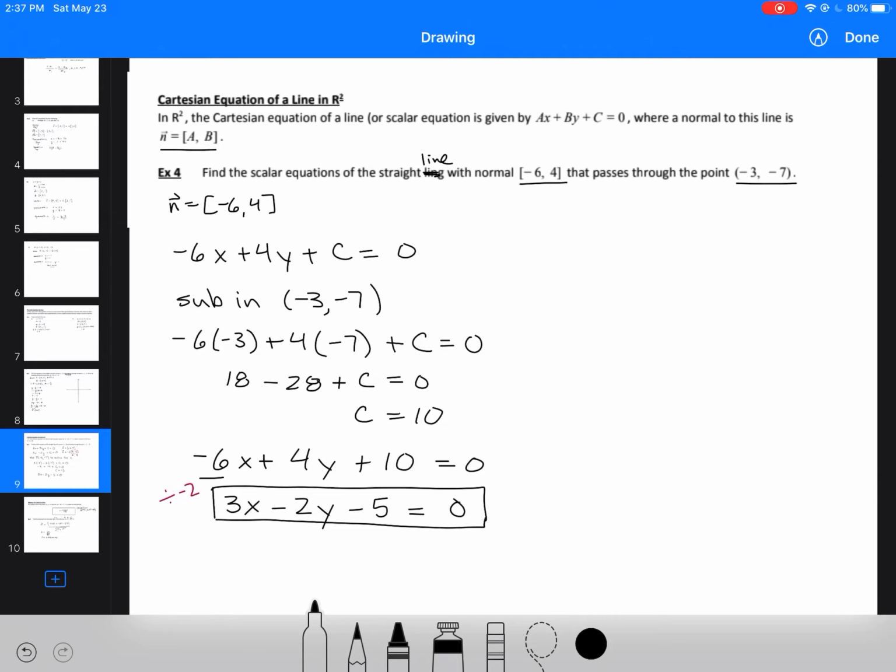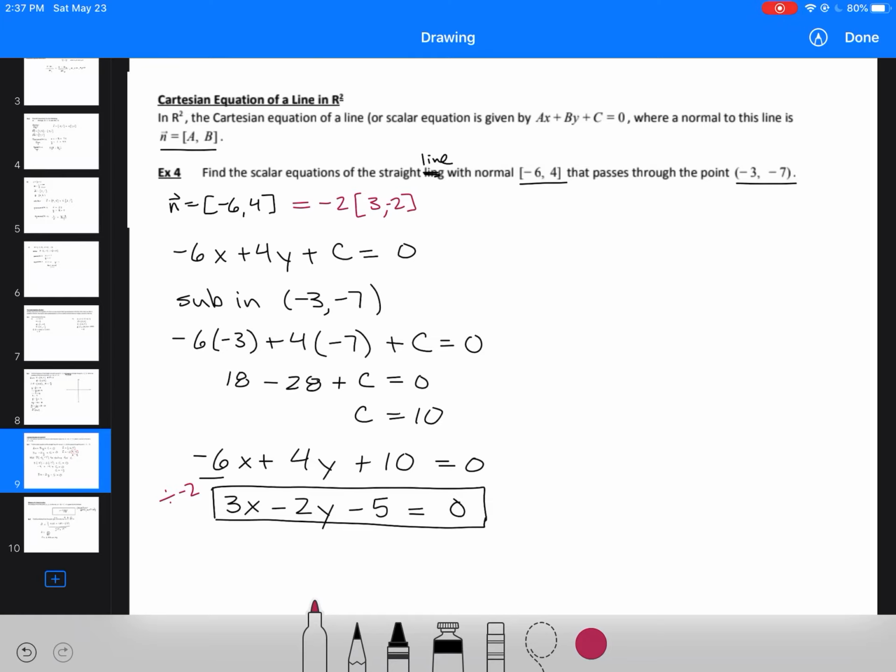What you also might have noticed, if you were clever at the beginning, is that if you go back up to your normal vector, we know that we can rewrite vectors as scalar multiples. So we can actually take out minus 2 right away, which doesn't change anything, except it makes your numbers a little bit smaller and your solution a little bit more efficient, because you don't have to divide at the end because you did it right at the start.